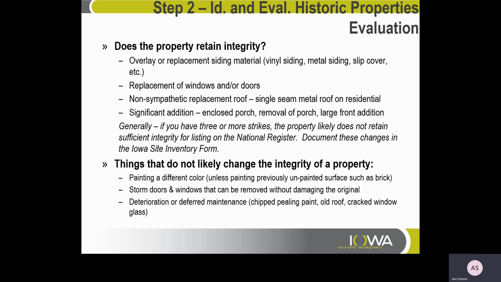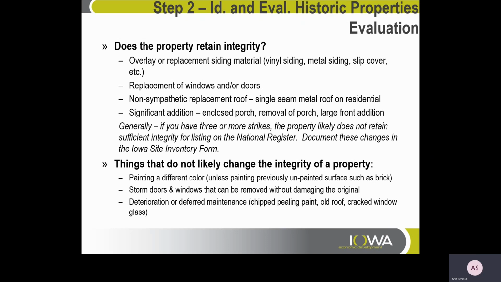But when I say that, I really mean like 3 or more large modifications, not just 3 rear windows have been replaced. That would not reach the level. But if it has had all the windows replaced and overlay siding and the replacement of the doors, then we'd be talking about lack of integrity. The important thing here is to document those changes in the Iowa Site Inventory form. I've been seeing many forms lately that have a great section now where they talk about the modifications to the building, and I think that's really important to help us substantiate whether a property does or does not retain integrity.